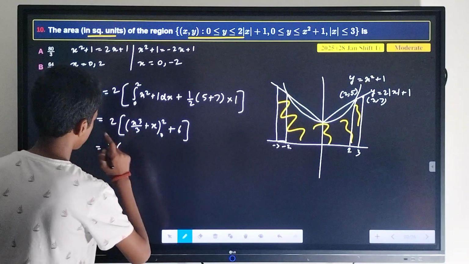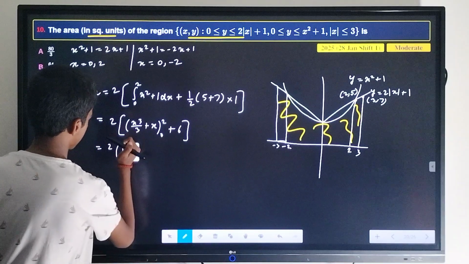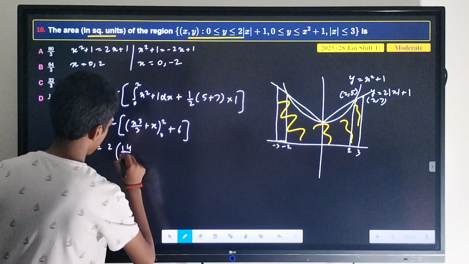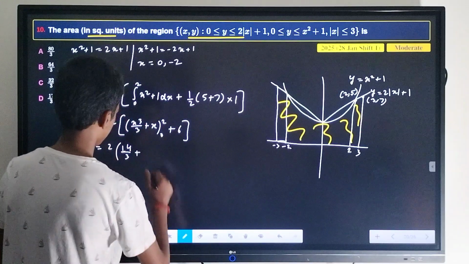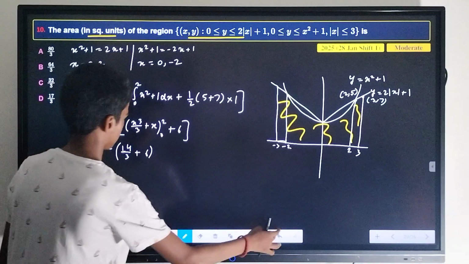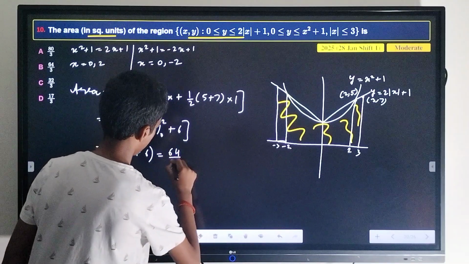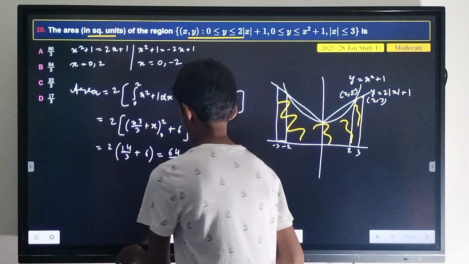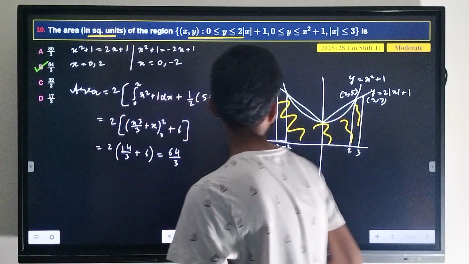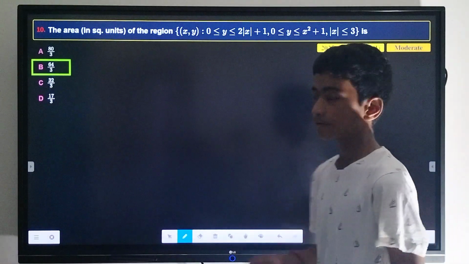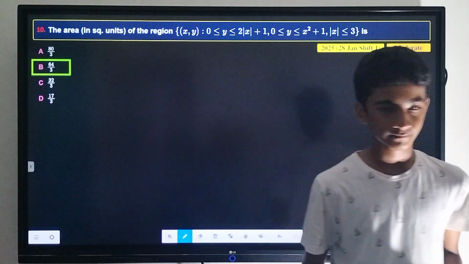plus 2, which is 14 by 3, plus 6. So from here this is equal to 64 by 3. So our answer is option B. And here is our solution, and we can see that our answer is correct.